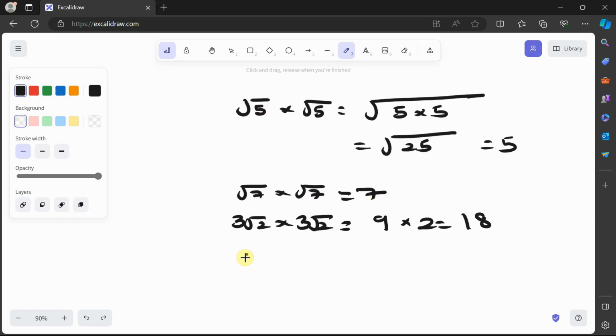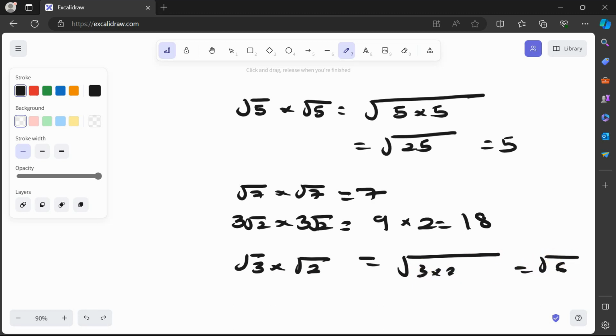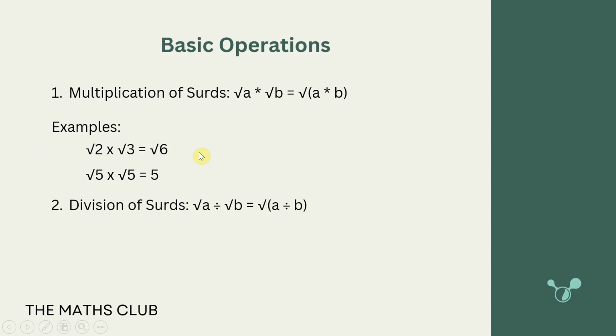But another example, if you had root 3 times root 2, just like we had in that previous example, you see they're not the same thing. So I'm bringing a big square root, and then the content, which is 3 times 2, which is what? Square root of 6. So that's it. Same thing applies for division.